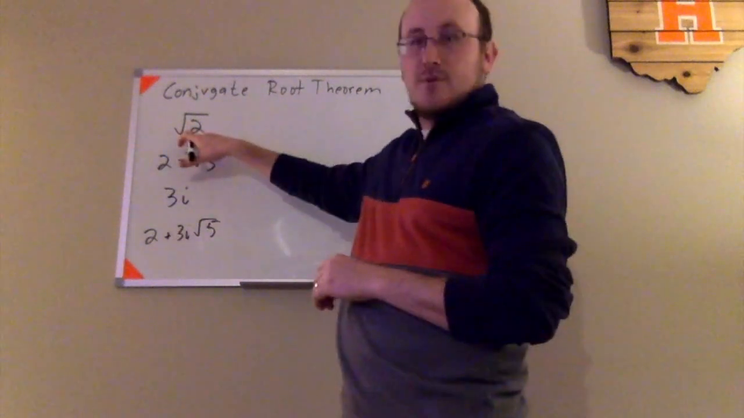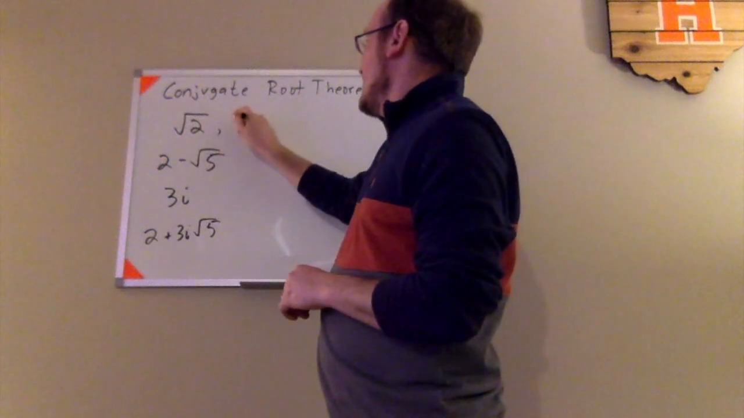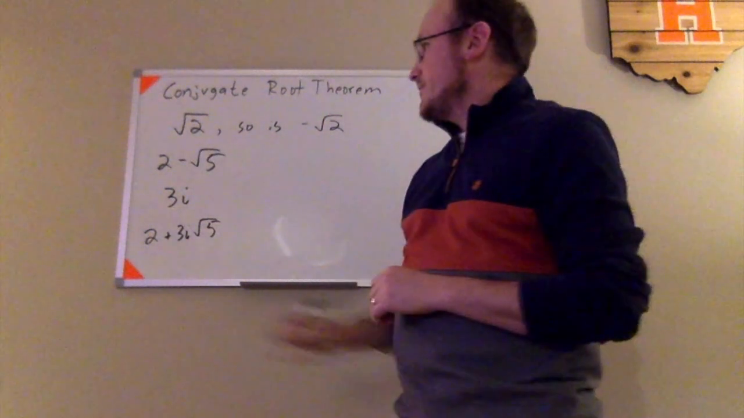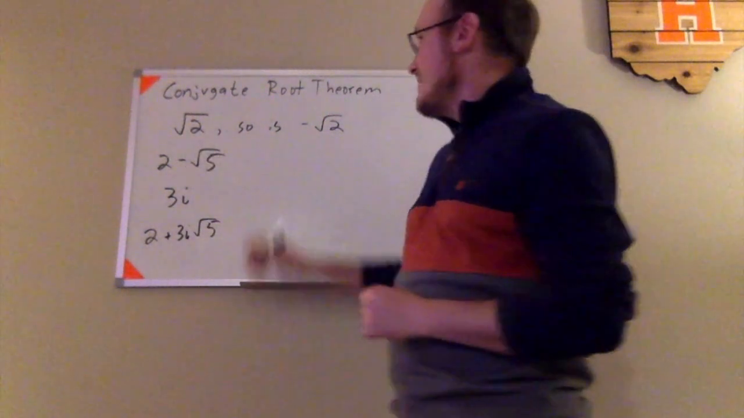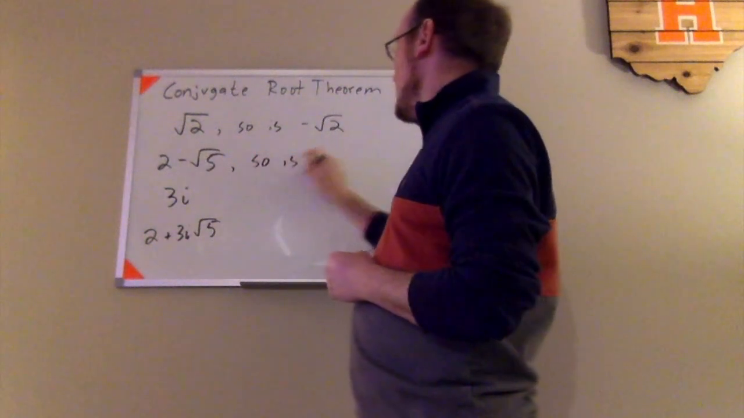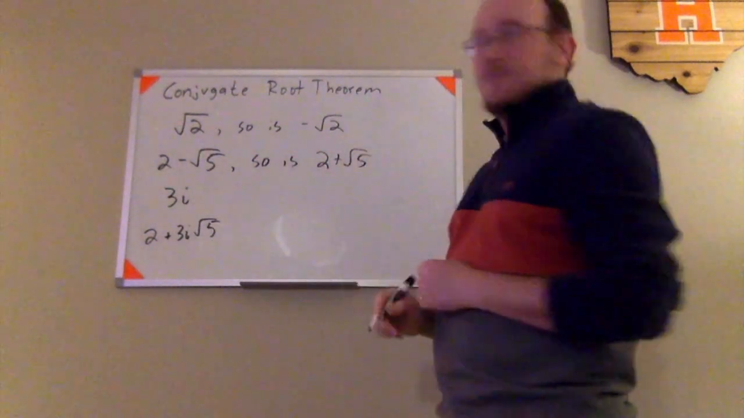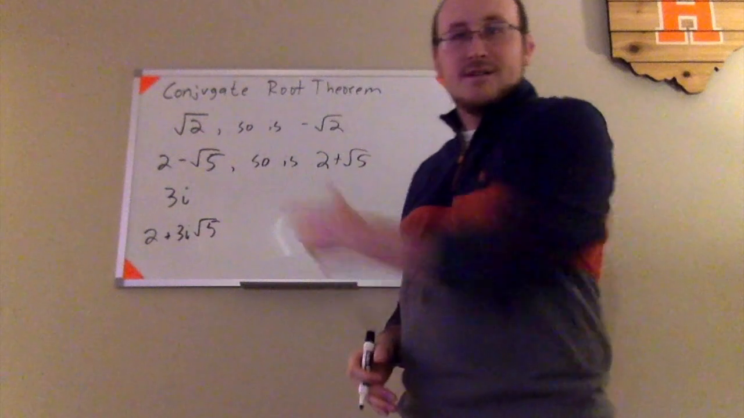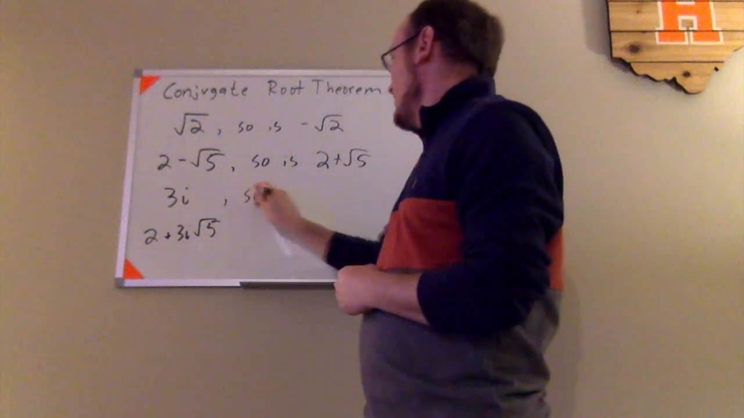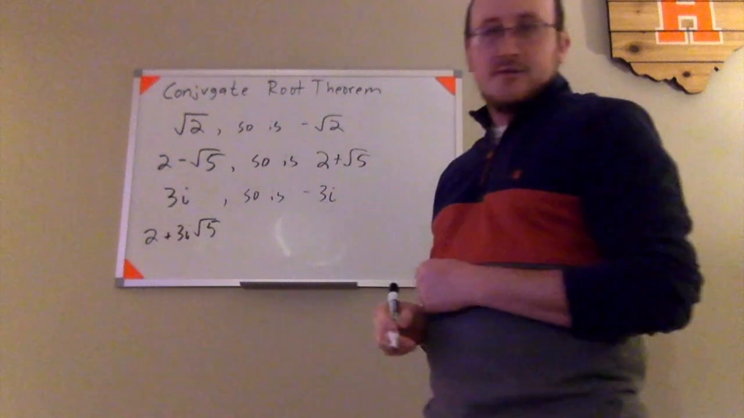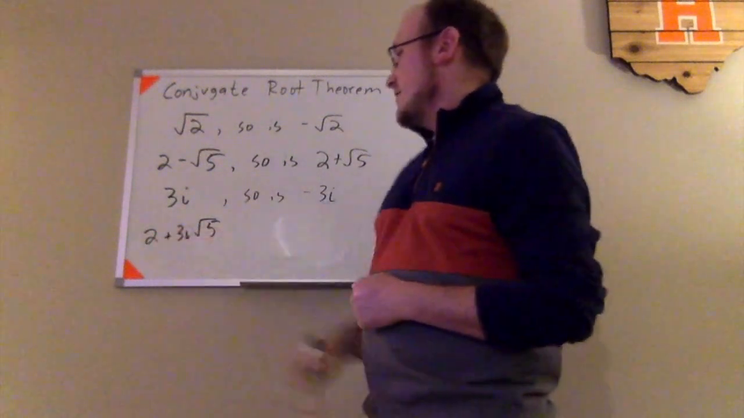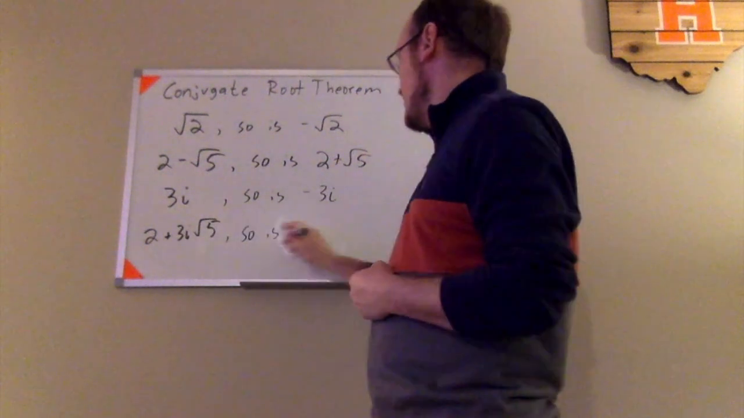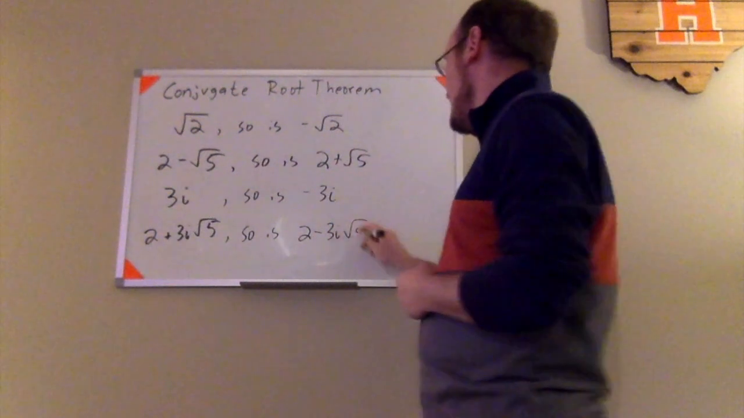So if they tell you the square root of 2 is a root, then so is negative square root of 2. If they tell you that 2 minus the square root of 5 is a root, so is 2 plus the square root of 5. That's the conjugate pair with that. If they tell you that 3i is an imaginary root, then so is negative 3i. That's its conjugate pair. If they tell you that 2 plus 3i square root of 5 is a root, then so is 2 minus 3i square root of 5.